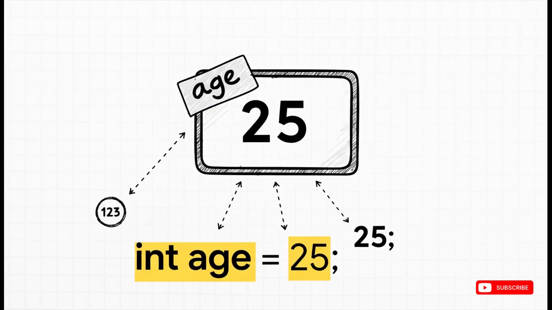Okay, let's make this real. Look at this line of code. We have int, which is the data type. That tells Java, hey, this box is only for whole numbers. We've named the box age, and what did we put inside? The value 25. See? Type, name, value. It really is that straightforward.